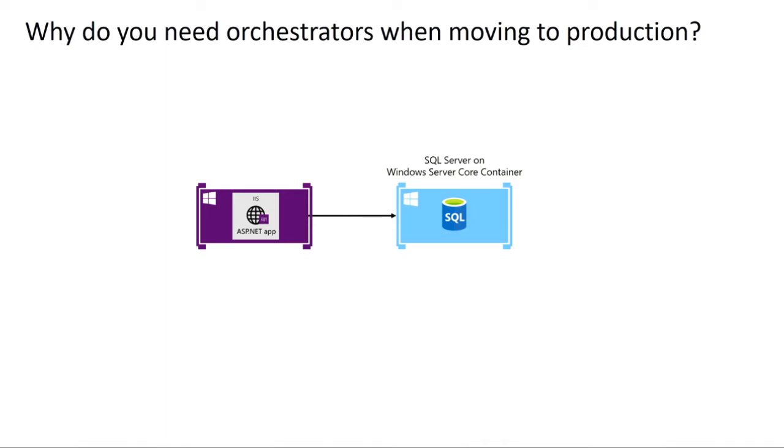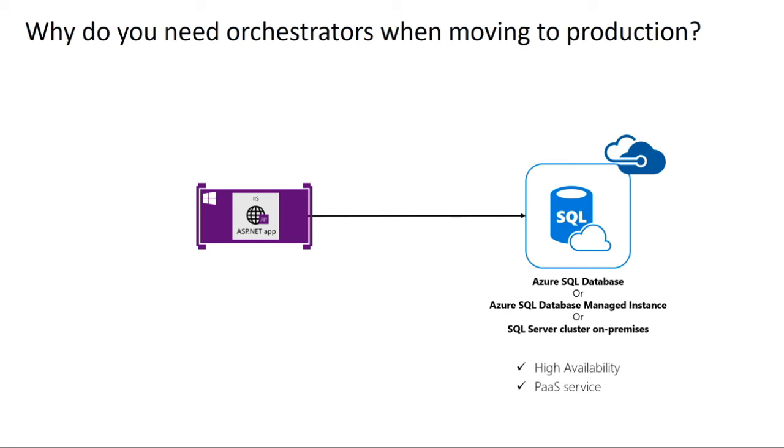Okay, so now let's talk about production. And this is related to what I just mentioned. So the first thing would be the data. For testing, QA, I can use a SQL container. But for production, I would move that to Azure SQL Database or Azure SQL Database Managed Instance if it is a complex database with many more things than a regular SQL database, or even a SQL Server cluster on premises, right? So with that, you have high availability. And if it is in Azure, you also have a PaaS service.